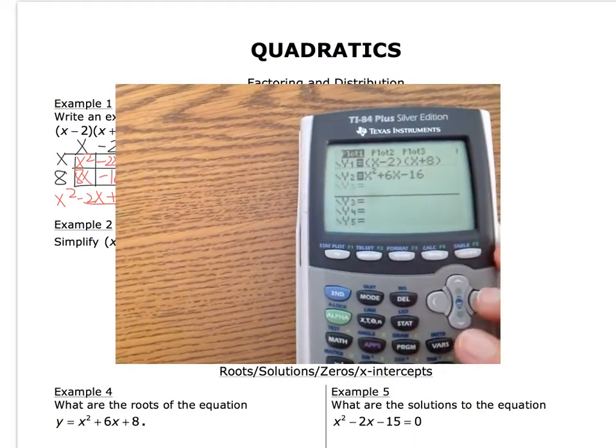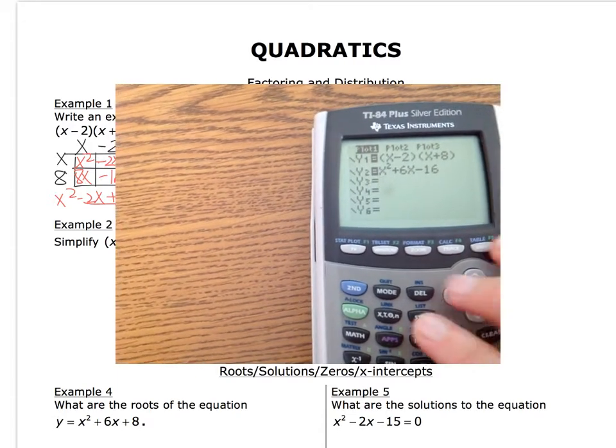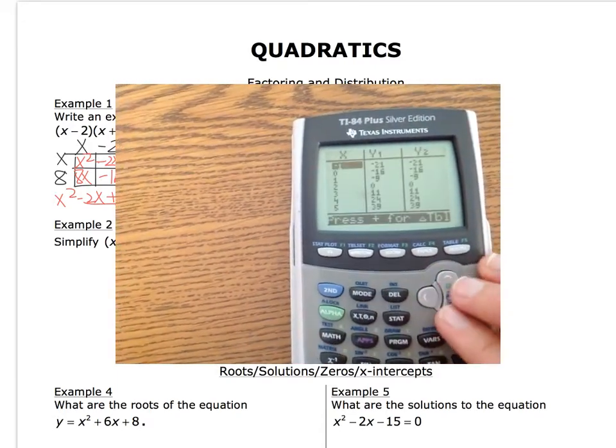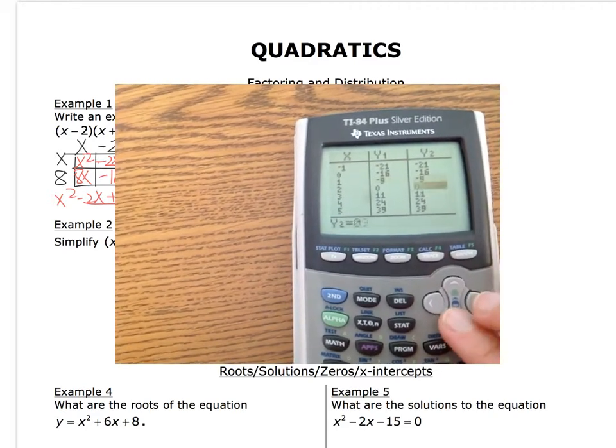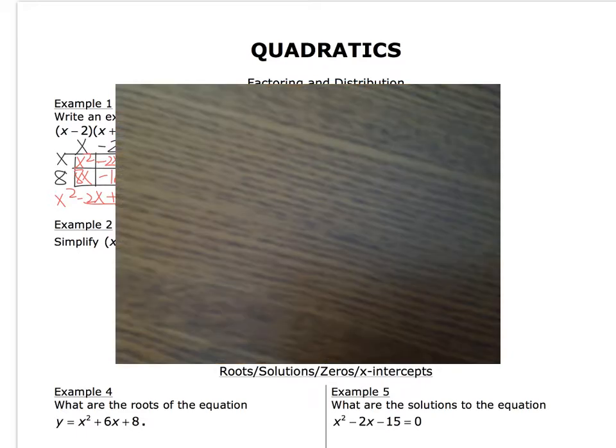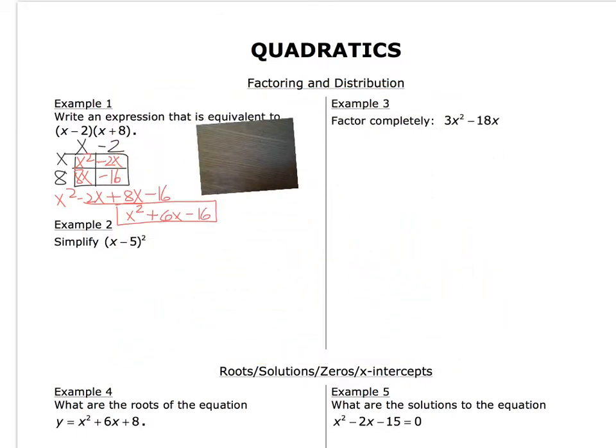Okay, so just to check and see if these two things are equivalent, I like to go to my table, right? So second graph, and since all my numbers in my y columns are matching, I know that I am correct. So that's just a really quick and simple way for you to check and make sure that these are actually equivalent. All right, we're going to go ahead and look at the next one.